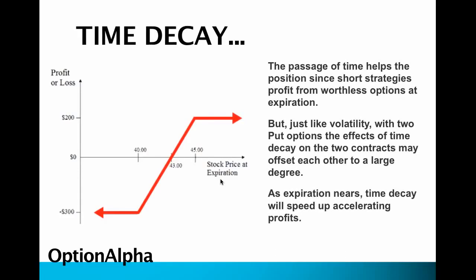With time decay, it's the same sort of thing as volatility. So the passage of time decay is generally going to help this strategy, since it is a short option strategy, or an option selling strategy. And we do want all the options to expire worthless at expiration. But just like volatility, with two put options, the effect of time decay on both contracts is going to offset each other. So where you gain money in time decay on one option, you're going to lose it on the other one, more or less.